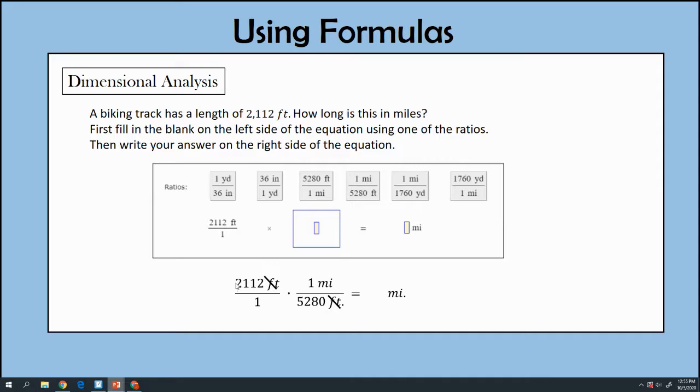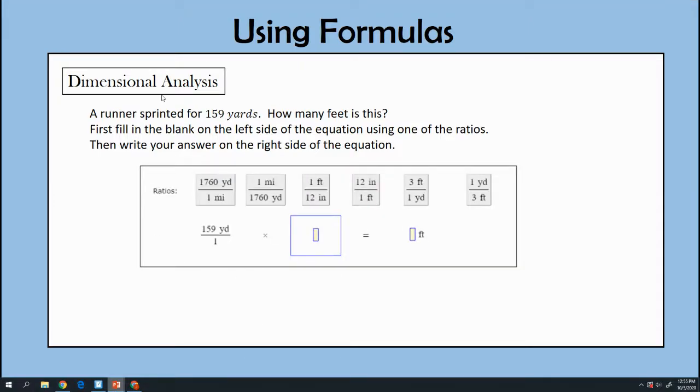What we're going to wind up doing is taking 2,112 and dividing it by 5,280, and you get 0.4 miles. Okay, so 2,112 feet is the same as 0.4 miles. Again, we looked for a ratio that would allow us to cancel the units that we're given and leave us with the units we want.